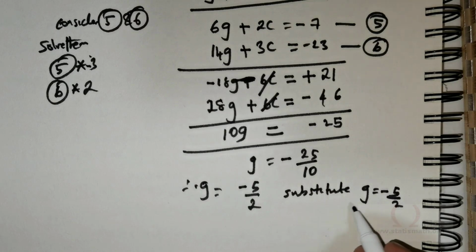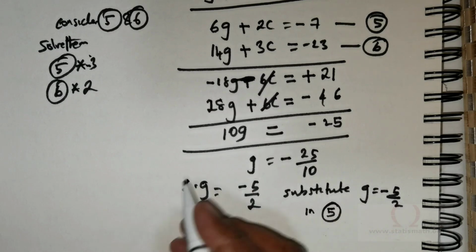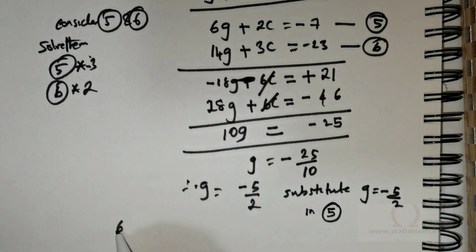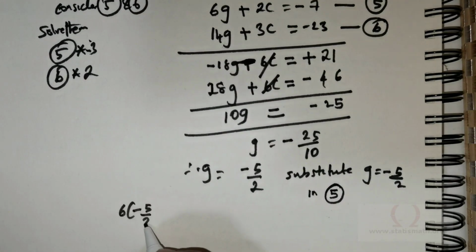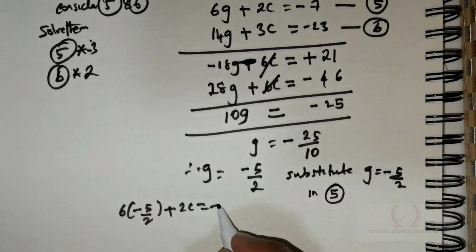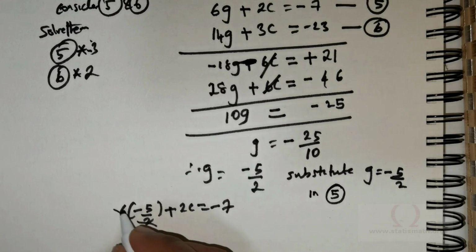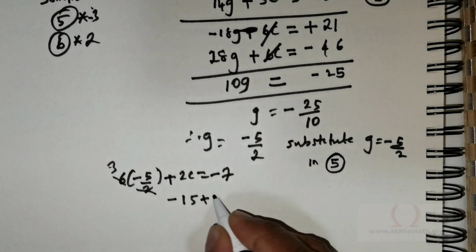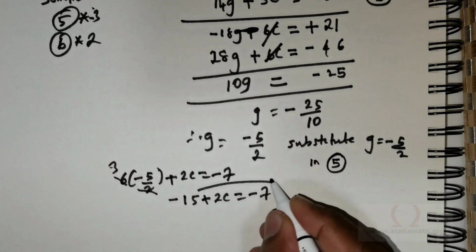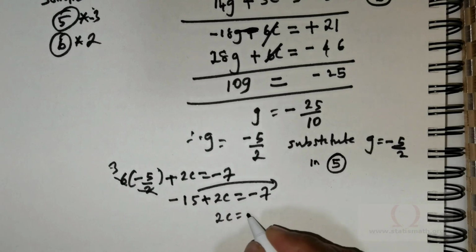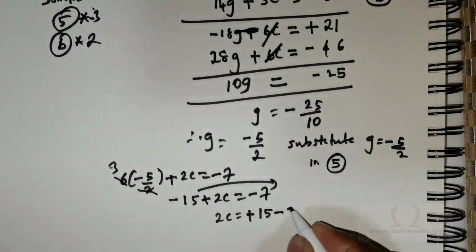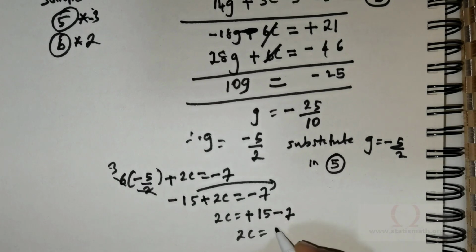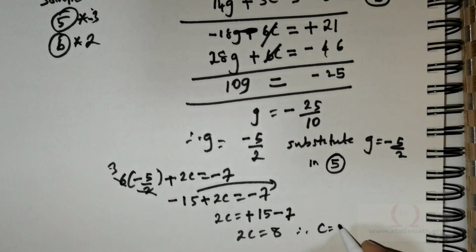So what we are going to do is substitute g is equal to negative 5 over 2 in, say, 5. So my 5 is there, so that's going to be 6 of negative 5 over 2, plus 2 times c is equal to negative 7. 2 divides 6 3 times, 3 times 5 would give me negative 15. Plus 2c is equal to negative 7. You move this negative 15 to the other side, you get 2c is equal to positive 15 negative 7, which means 2c is equal to 8. Therefore c is equal to 4.